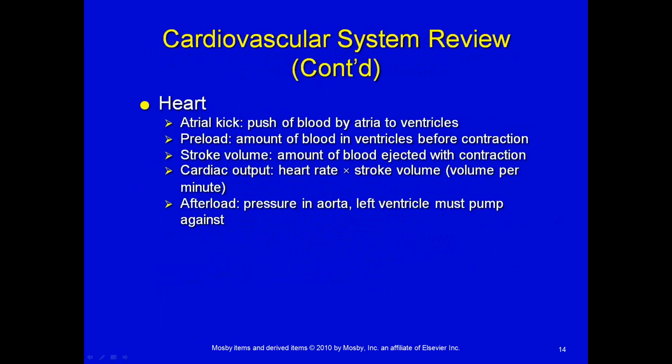Now, when you look at a blood pressure, 120/80, that tells you that when the left ventricle contracts, the pressure in the system is 120. When the left ventricle relaxes and fills, the pressure in the system is 80. So the left ventricle has to exceed 80 millimeters of mercury in order to move blood through the body.